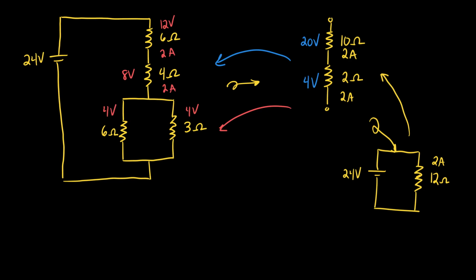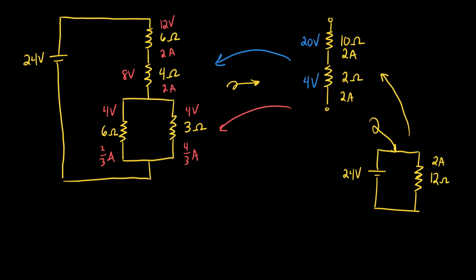To get the current, it's voltage divided by resistance. So I'll have 4/3 amps and 2/3 amps. I'm going to check my work. I should have a total of 2 amps of current. 2/3 and 4/3 is 6/3. That's 2 amps of current.